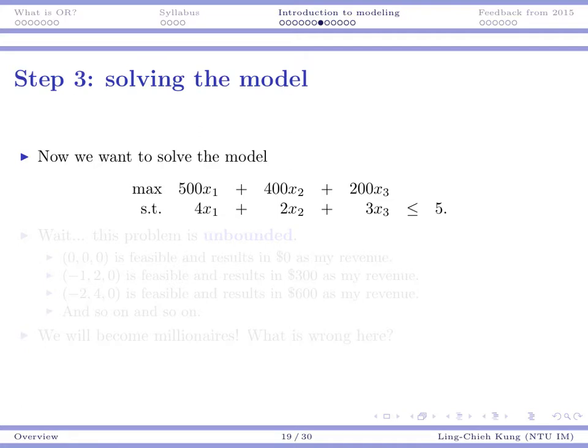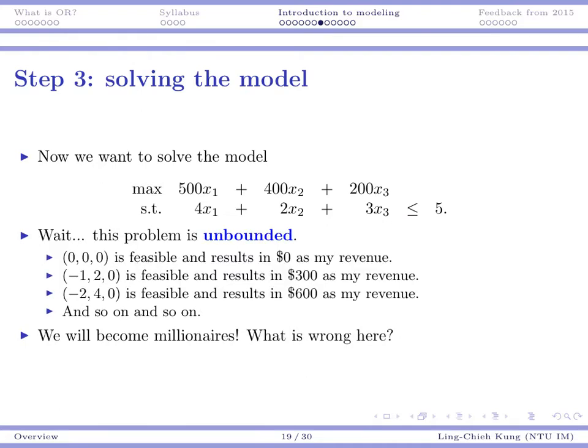And starting from next week, we will try to tell you how to systematically solve any model. But here, I just want to point out that if we look at this model carefully, we will see that this problem is actually unbounded. Unbounded, what does that mean? Unbounded means this problem has no best decision because given any decision, you can find a better one.